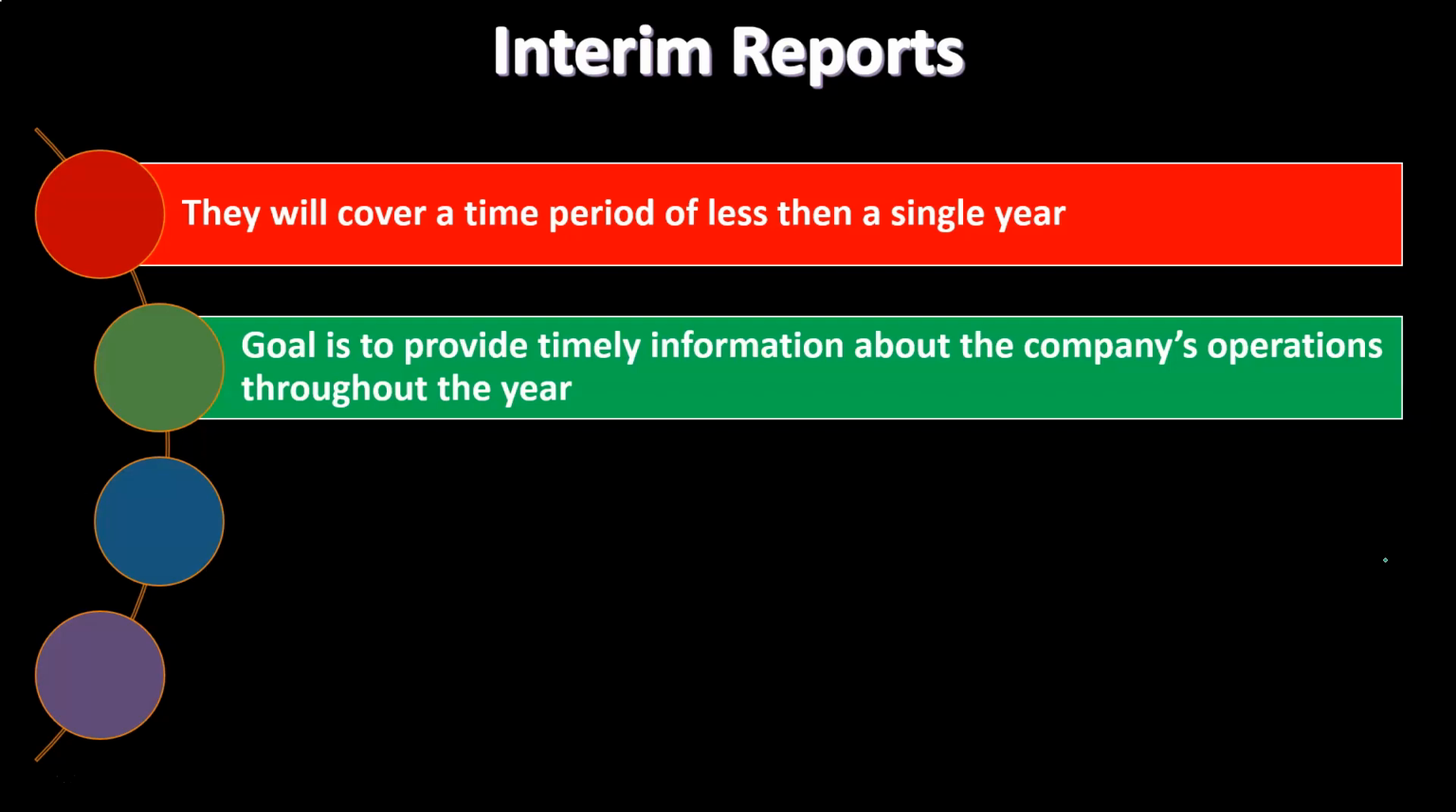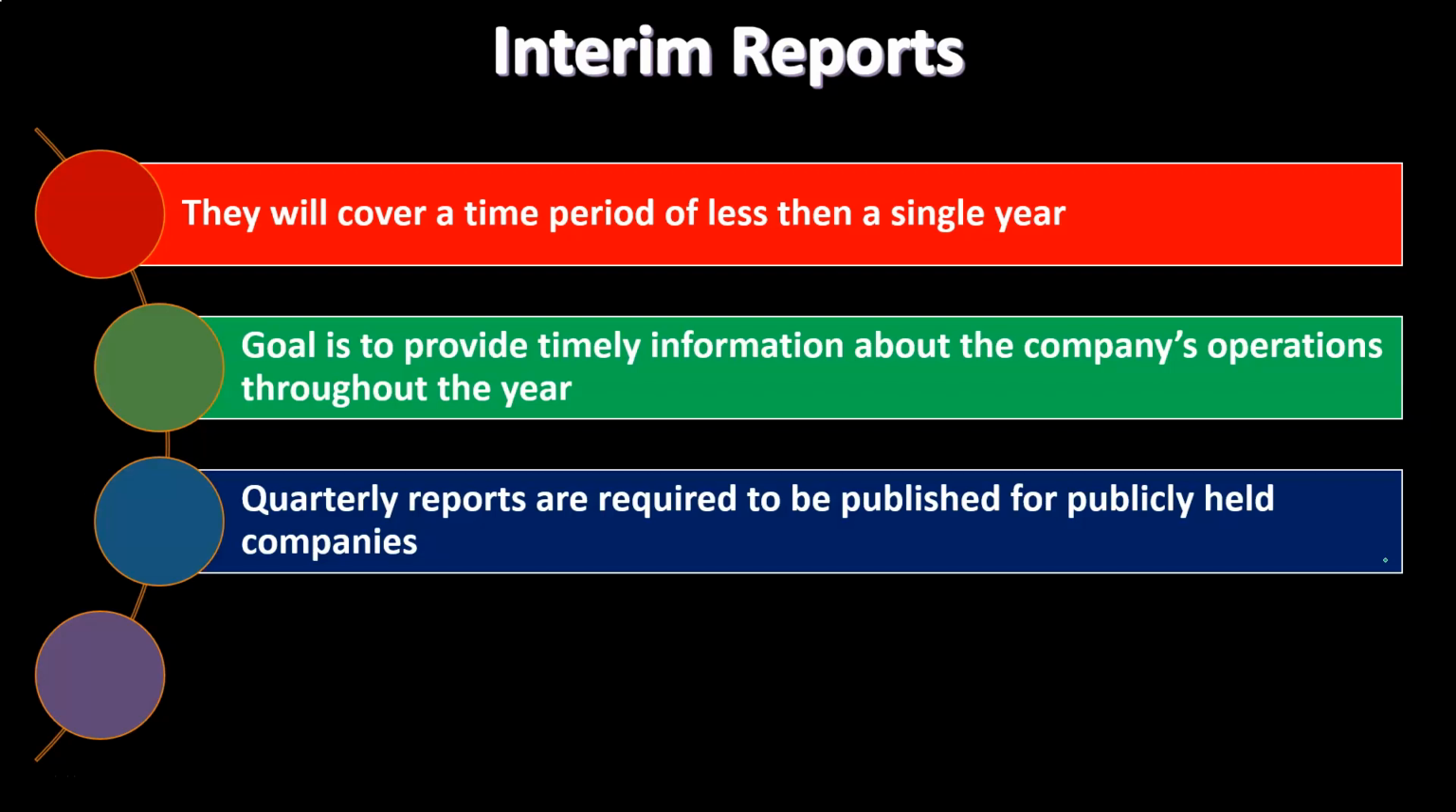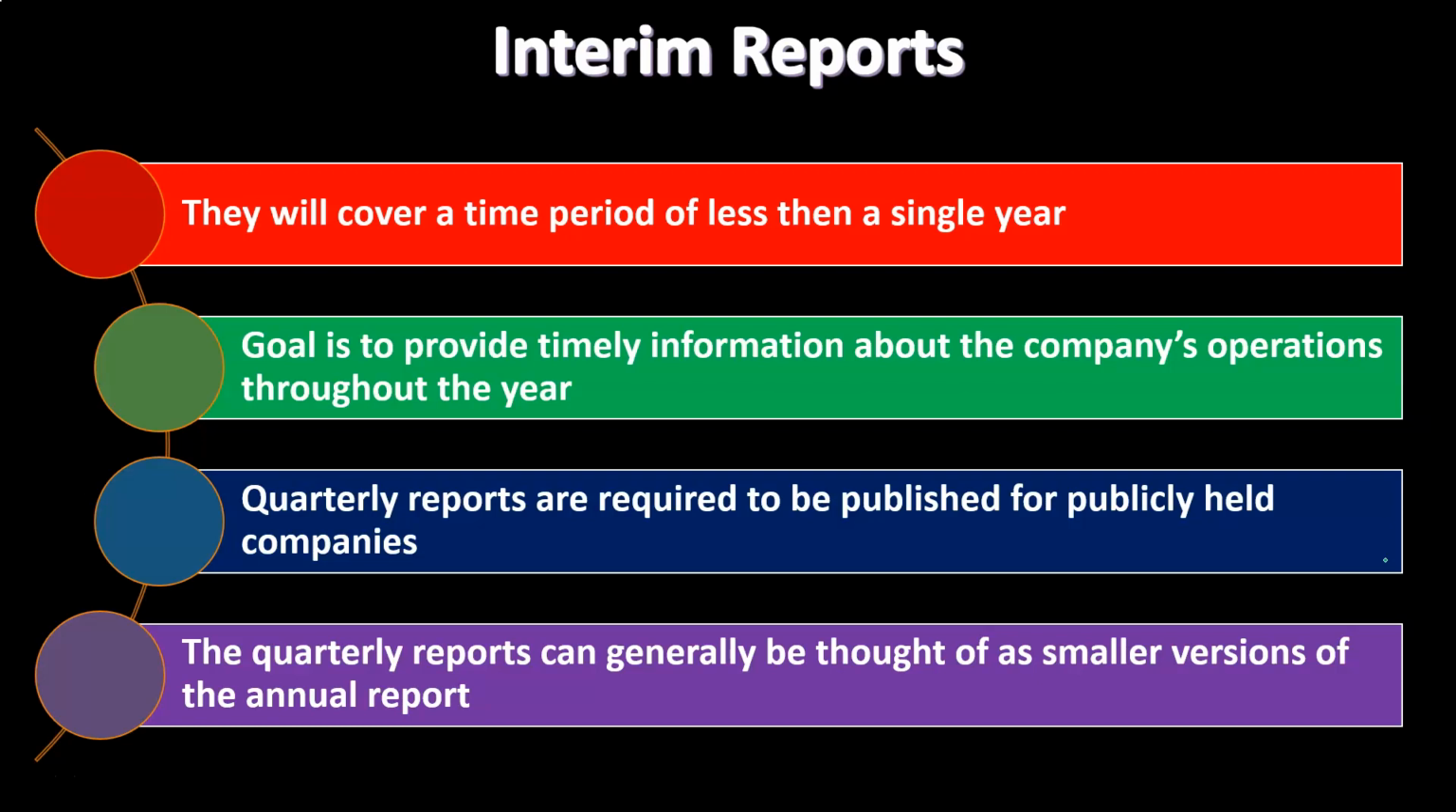We've got the year-end reports. It would be nice if we had the quarterly reports, which we have now, to give us more timely information as the year goes by. Quarterly reports are required to be published for publicly held companies. If the stock is being traded on stock exchanges, then the market needs current information. Therefore, it's a requirement to have quarterly reporting for that timely information.